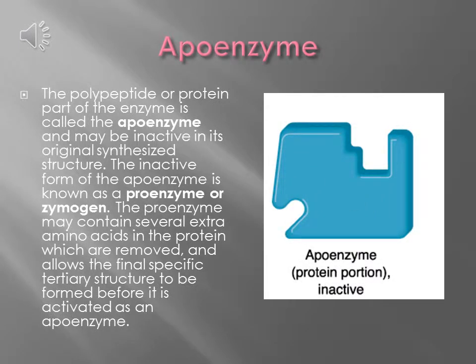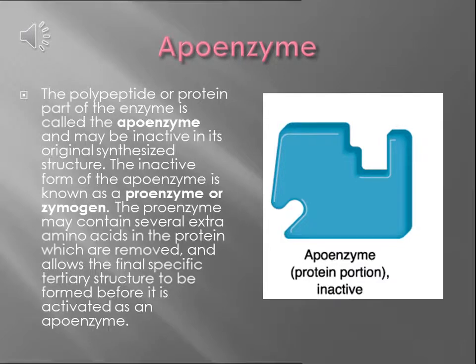Apoenzyme. The polypeptide or protein part of the enzyme is called the apoenzyme and may be inactive in its original synthesized structure. The inactive form of the apoenzyme is known as a proenzyme or zymogen. The proenzyme may contain several extra amino acids in the protein which are removed, which allows the final specific tertiary structure to be formed before it is activated as an apoenzyme.